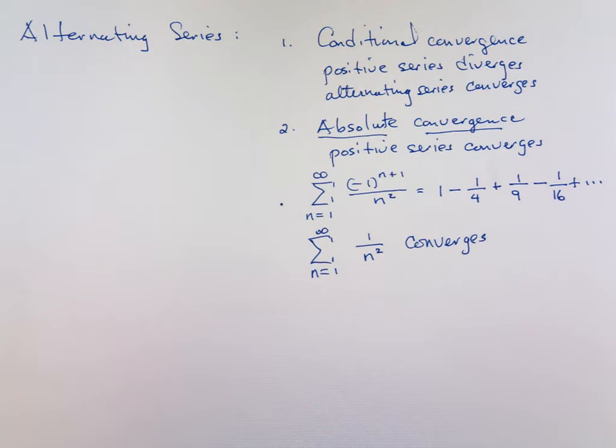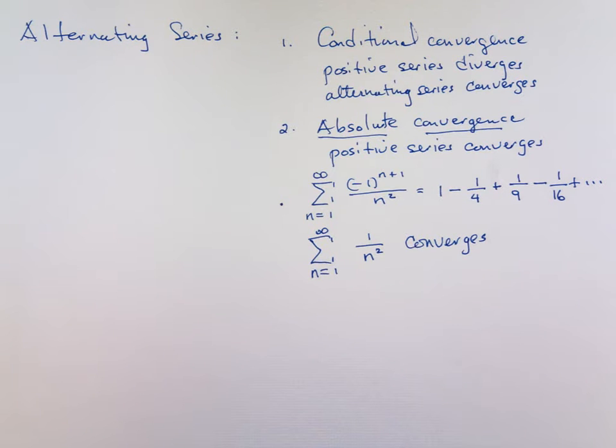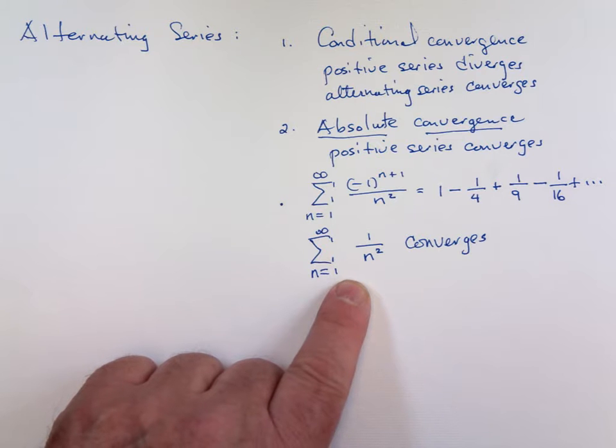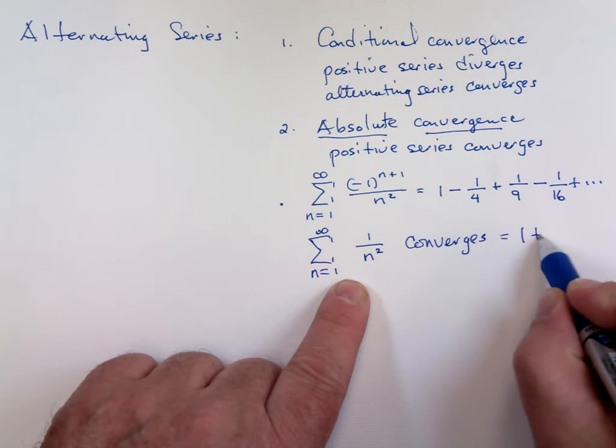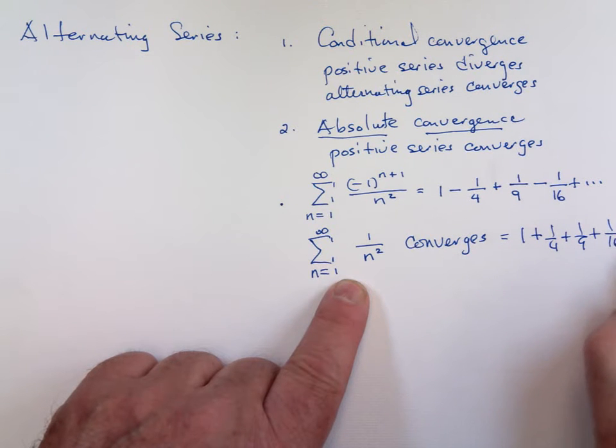I just want to see a positive series that converges. That converges. Yeah. Can you write that out? I did. This converges. Like the same way that you read the alternating, like 1 plus blank plus blank plus blank. This one here? How would that expand? 1 plus 1/4 plus 1/9 plus 1/16, etc.